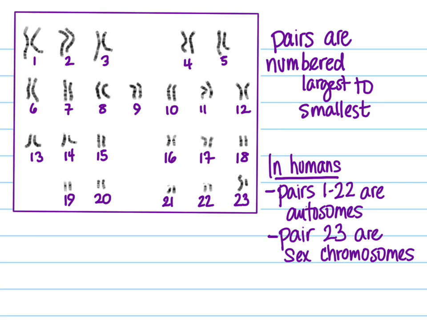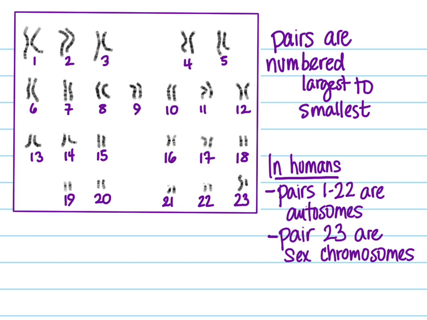So in humans, pairs 1 through 22 are what are called autosomes, and you probably remember that those have the genes on them that control all the features of your body. Instructions for making the proteins that make up your hair, your skin, your eyes, the cells that line your gut, instructions for making enzymes to help break down milk or sugar or fat or whatever.